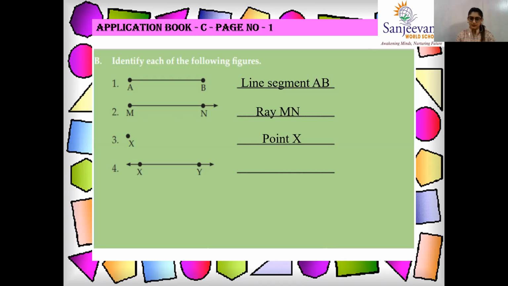Now the fourth figure, there are arrows on both the sides. It means it is endless on both the sides. So what is that type of figure known as? Yes, it's a line. And what is the name of this line given? XY. So it is line XY.